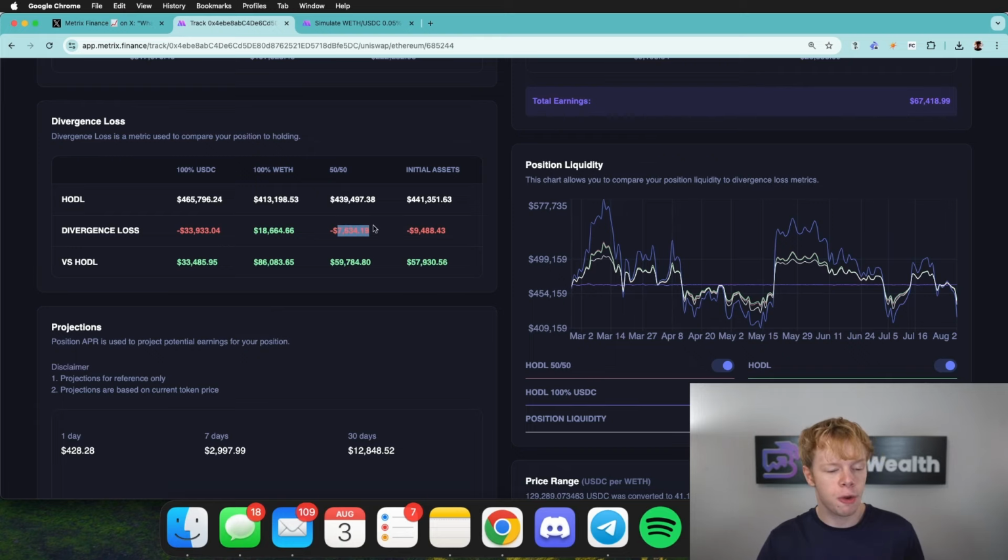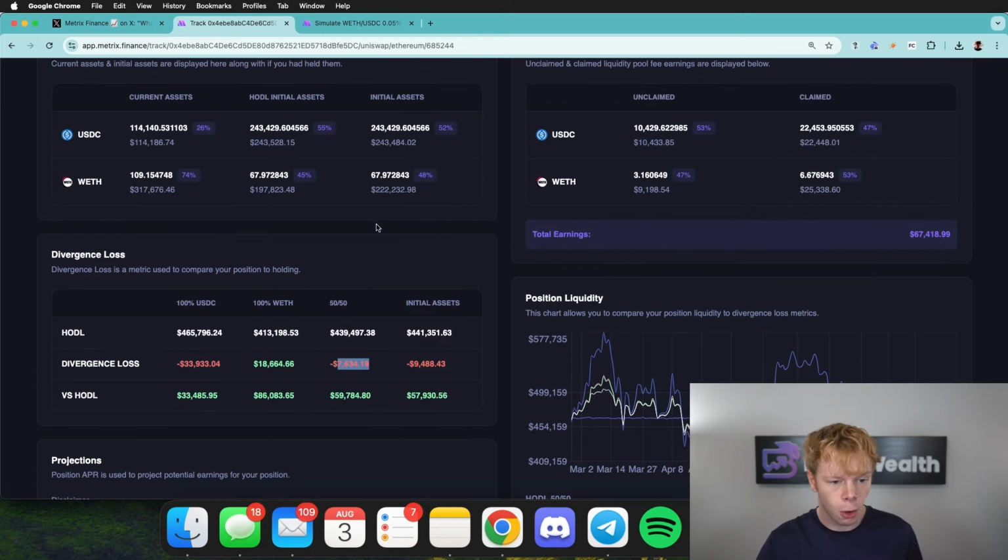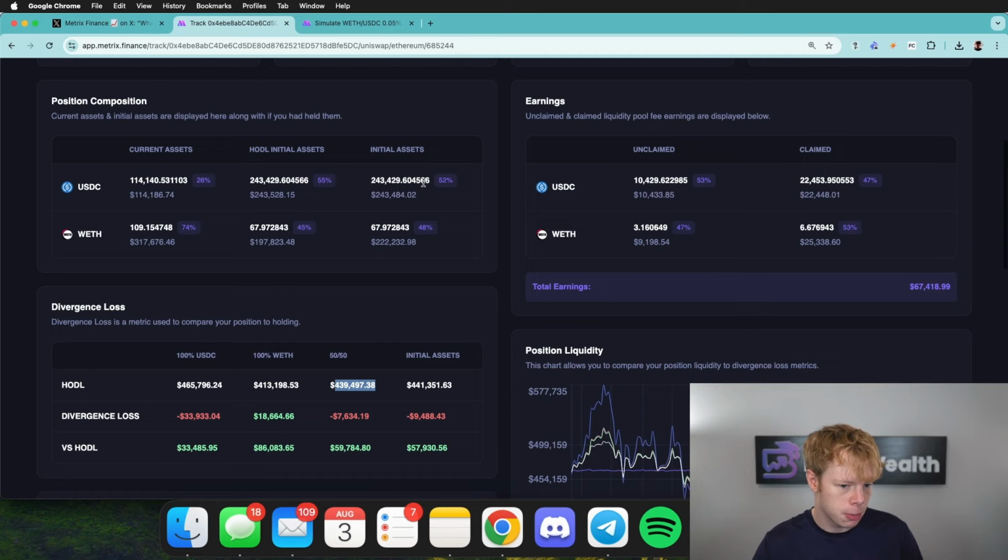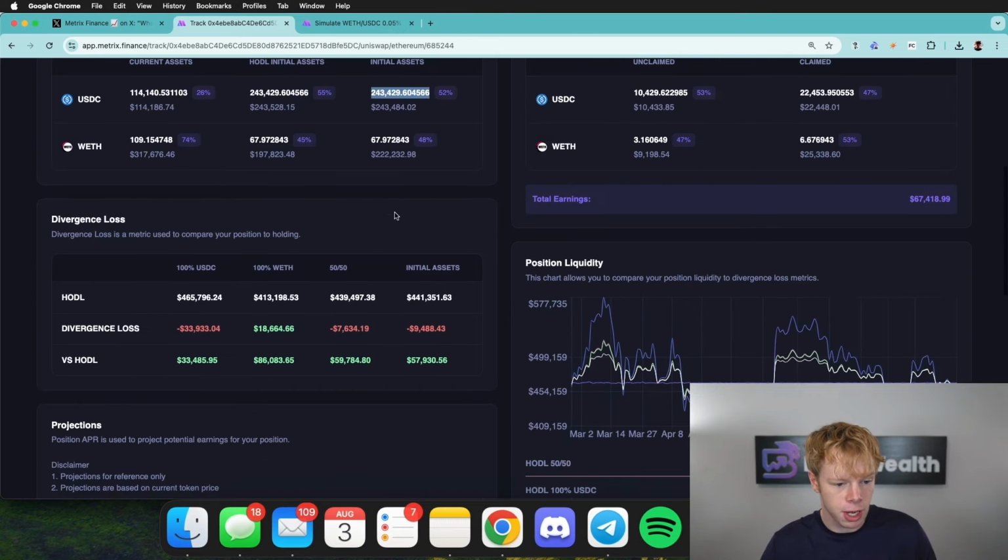Now, if we were to run that same metric, but instead of holding their initial assets, they were essentially holding the dollar amount that they deployed in a 50-50 ratio, where they started with about 50% USDC and 50% Ethereum, they'd have $439,000. That's a $7,600 divergence loss number right there, but profit against that divergence loss metric is $59,000. So they're outperforming this one as well.